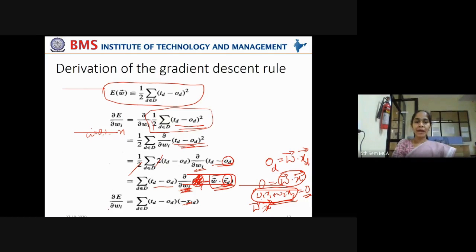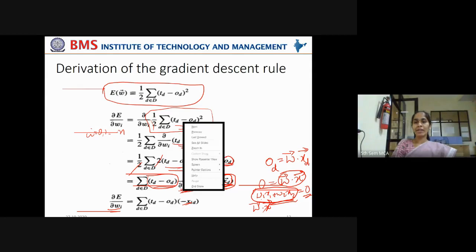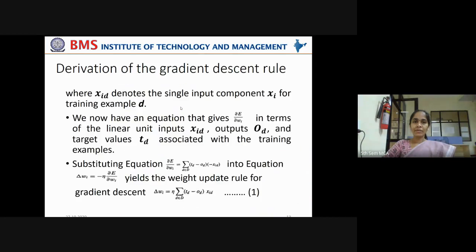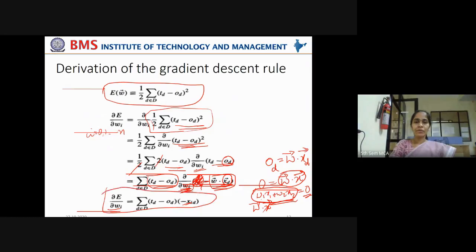Now see, dou E by dou Wi, that is the partial derivative with respect to the weight, has turned into sigma over D belonging to capital D of TD minus OD. This is the term which came to the front before differentiation, and after differentiation you get minus XID. The W term will become 1 when you do the differentiation. Same terms, right? When it is differentiated with WI, you get the ith term, but W doesn't have any effect on X here. That is in the differentiation. So you get minus XID. This is your final derivation.